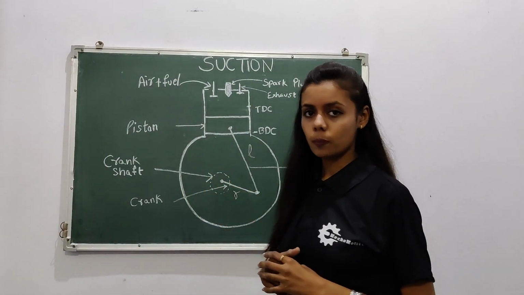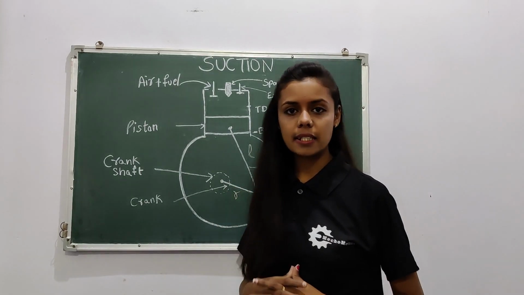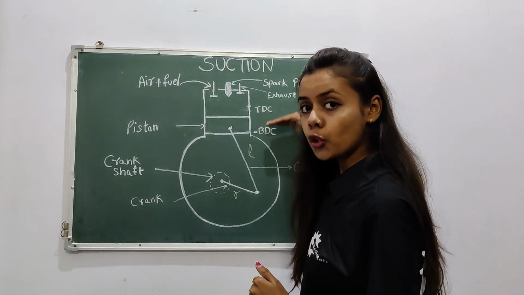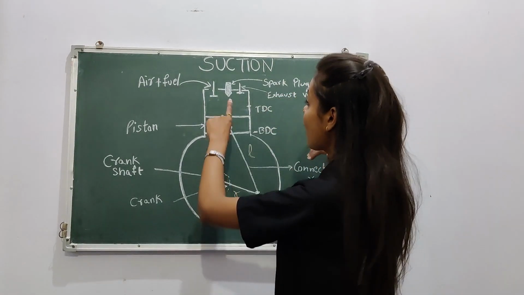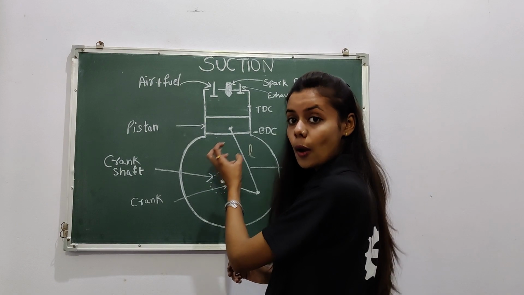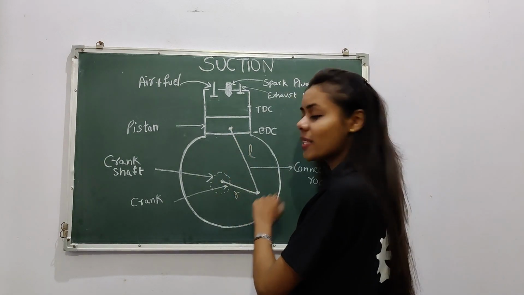So this is the first stroke. Suction stroke is also called intake stroke. As you can see, the piston moves from top dead center to bottom dead center. The inlet valve must be open and the exhaust valve must be closed. The fresh air-fuel mixture enters from the inlet valve because the piston is moving down and the mixture is being sucked in by the downward motion of the piston.